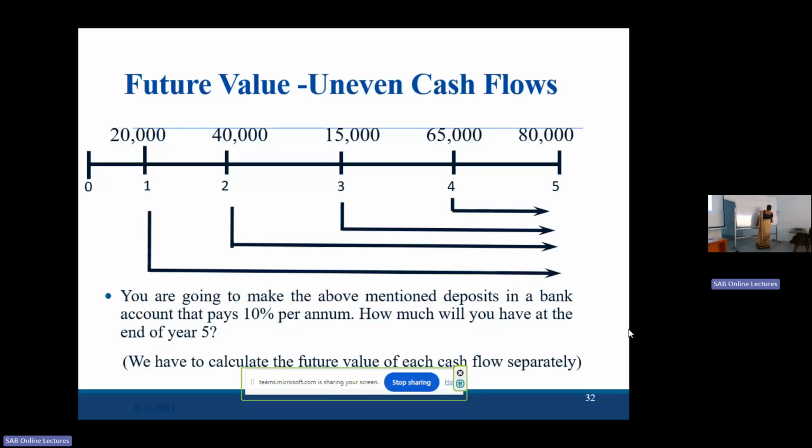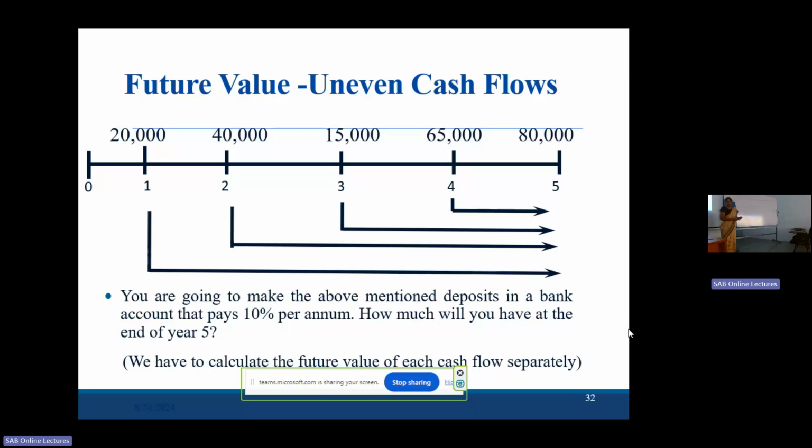So you have to discount this value by how many years back? 1, 2, 3, 4, 5. So you have to discount it back for 5 years. So here you have to discount for 5 years, and this is the present value.